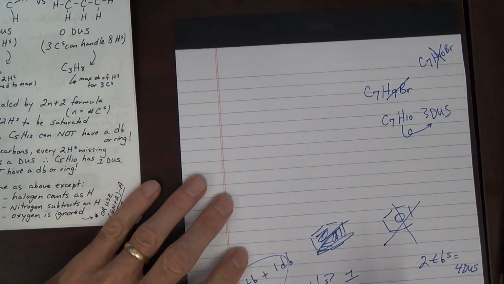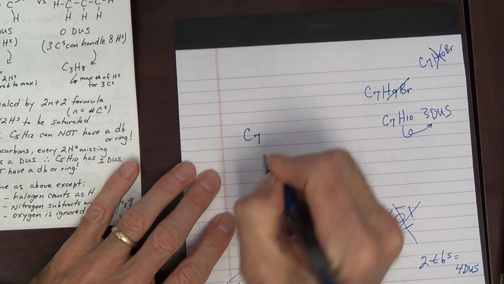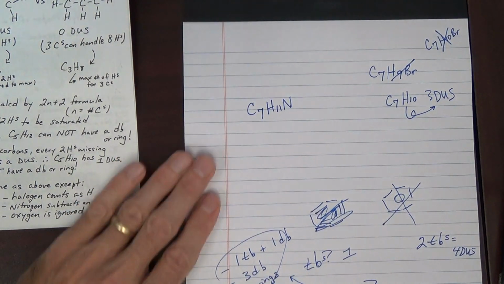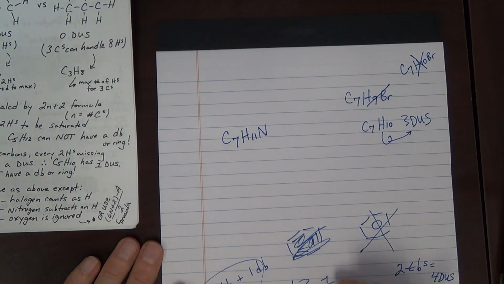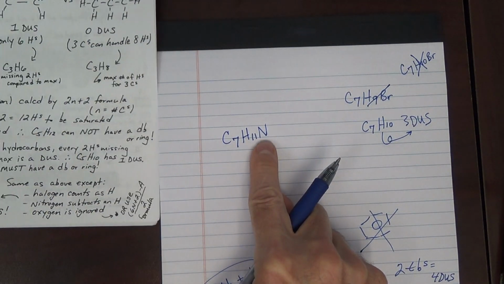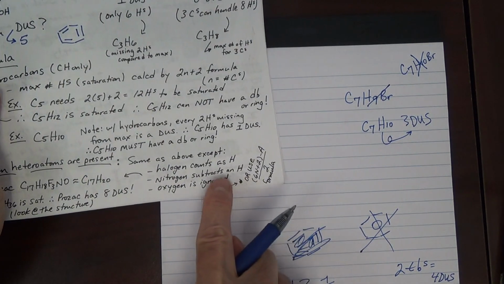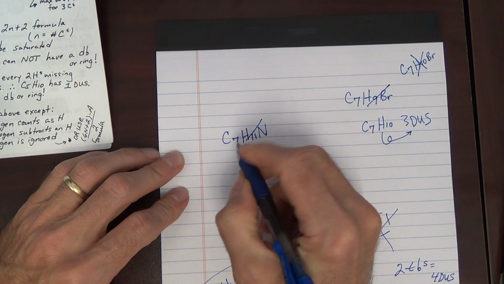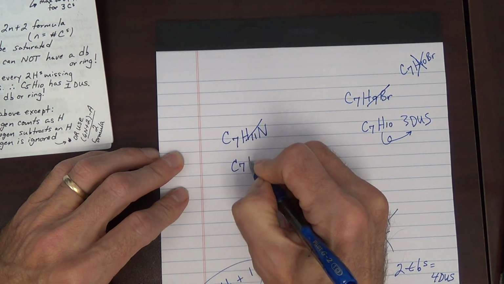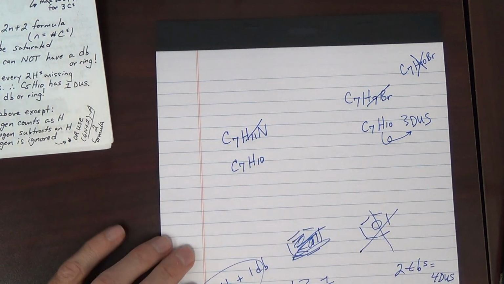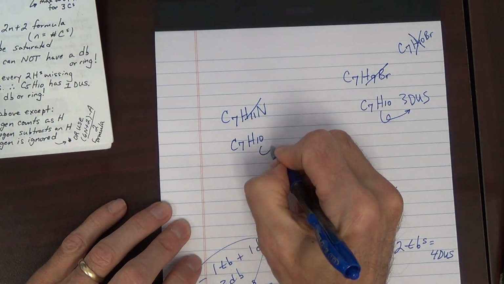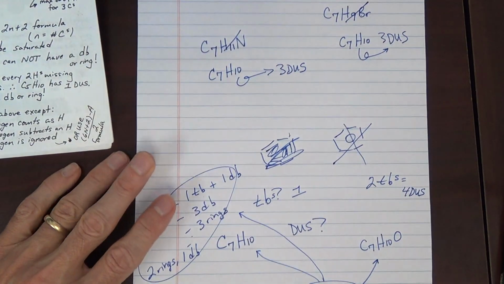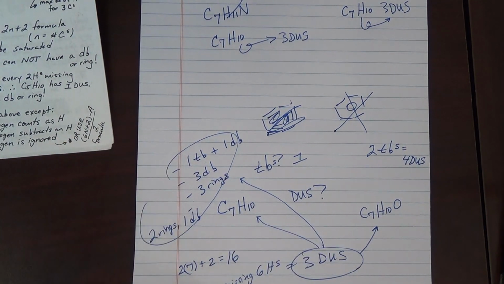What about nitrogen? If we do nitrogen, well, I know I'm going to have to call this H11N. And how do we treat nitrogen? Nitrogen, you subtract an H. So this subtracts an H, and this becomes, guess what? H10. And now we're back to easily 3 DUS, just like we saw down here.